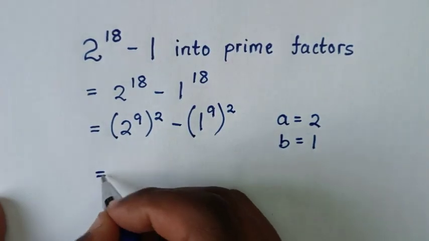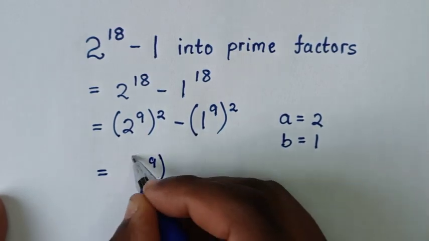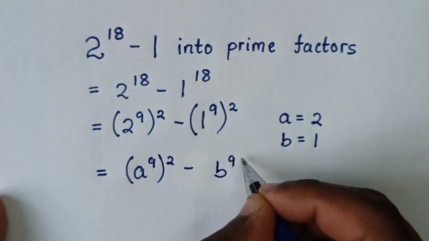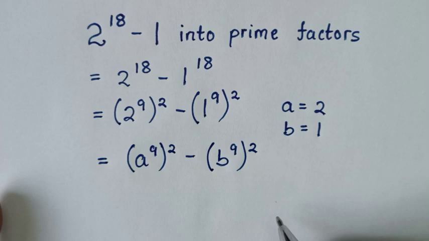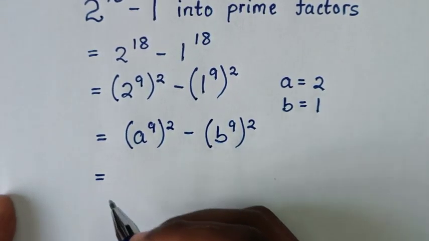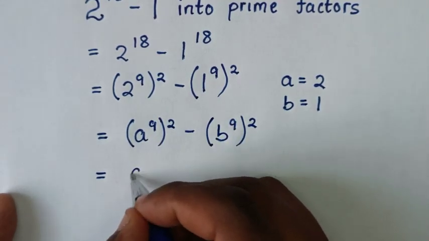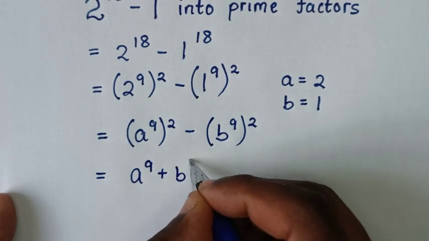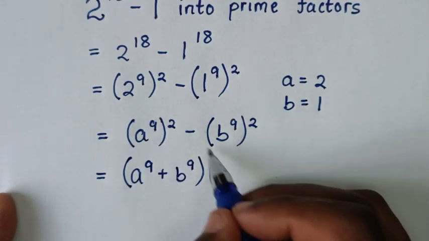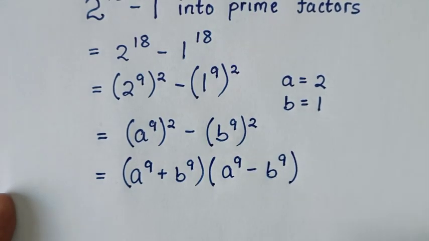Then it will be a power of 9 bracket square, minus b power of 9 then bracket square. Now this form of a perfect square we will change. So it will be this plus this inside the bracket: a power of 9 plus b power of 9, bracket times bracket, this minus this: a power of 9 minus b power of 9.